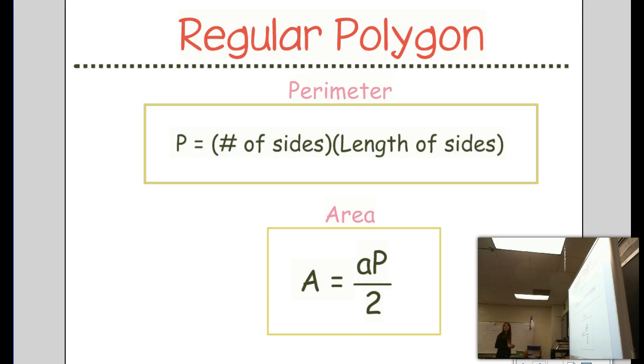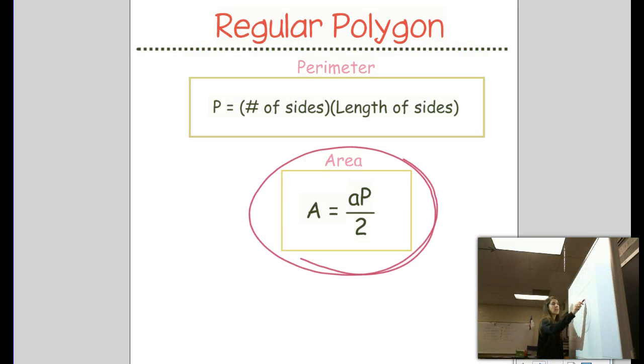The perimeter, you know the deal on perimeter. You take how long each side is and you multiply it by the number of sides. And then the area, this is brand new stuff for y'all. Area equals, what do you think it equals? What do those letters mean? Apothem times perimeter divided by 2. Although you don't have to memorize this formula, the formula chart does not tell you what lowercase a stands for. It does not tell you what capital P stands for. So you do have to know what they stand for.